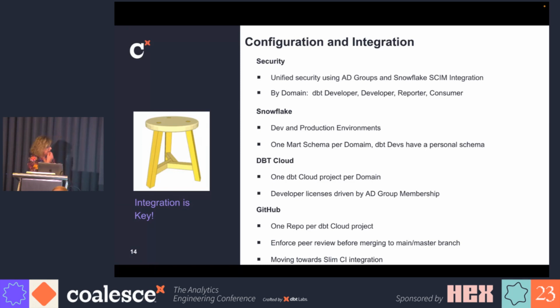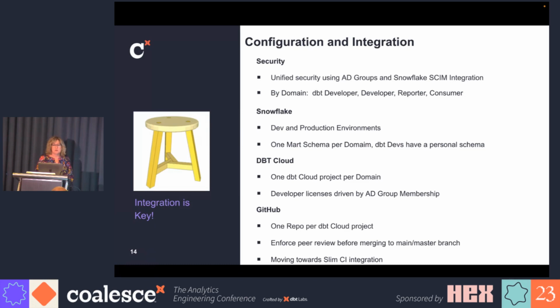Also within DBT Cloud, we have one DBT Cloud project per domain. So we started it this way more than a year and a half ago. And it's interesting to hear some of the presentations about how you take one big monolithic project and then have to split it up. And I'm very glad that we started with the view of setting up the domains from the get-go. It really helped. And again, in DBT Cloud, the developer licenses are driven by AD group membership.